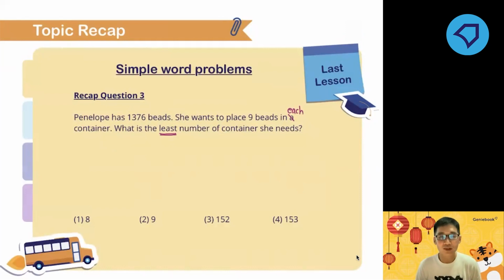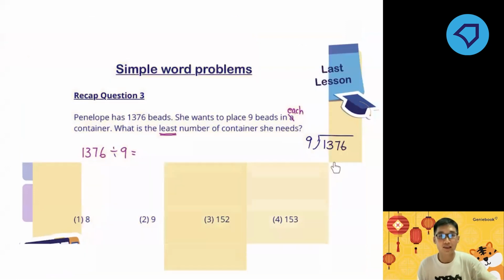So what should I do? When you're again trying to split this total amount into smaller groups, what are you supposed to do? Yes, very good. I'm supposed to divide. So I'll take 1,376 divided by 9, okay? Let's take a look at what's the problem here. Now let's first perform the division of 1,376 by 9.